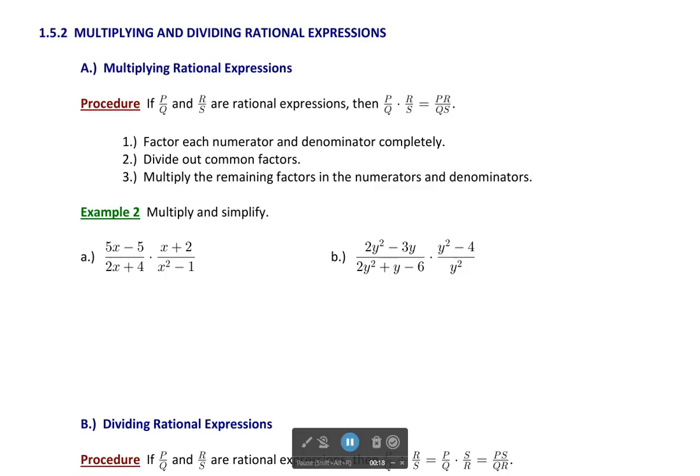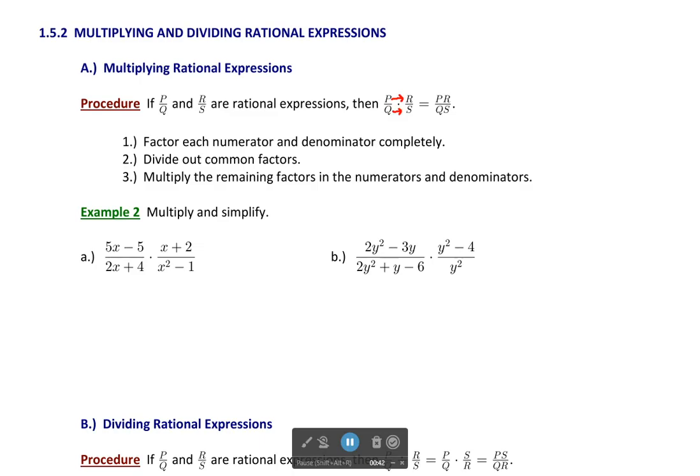If P over Q and R over S represent rational expressions, that is, they're the quotient of two polynomials, then P over Q times R over S equals PR over QS. This rule is simply indicating that we follow the ordinary rules of multiplying fractions and multiply straight across the numerators and straight across the denominators.